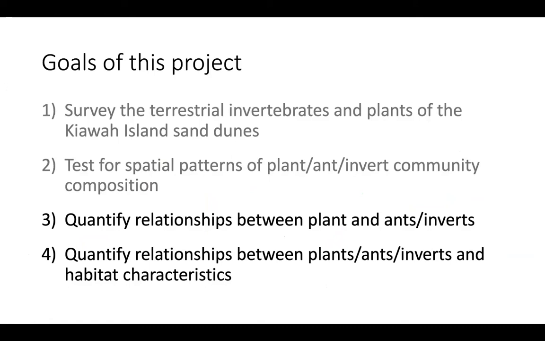Okay, and so that tells us something about the spatial patterns. We can see that there are spatial patterns on the dunes at Kiawah. There are unique plants and ants, depending on where you're located, and likely also invertebrates, although our sampling didn't have enough resolution to tell us about the total invertebrate spatial patterns. And so then I'd like to tie things up here by thinking about whether plants predict ants and invertebrates, and whether plants, ants, and invertebrates are predicted by habitat characteristics.